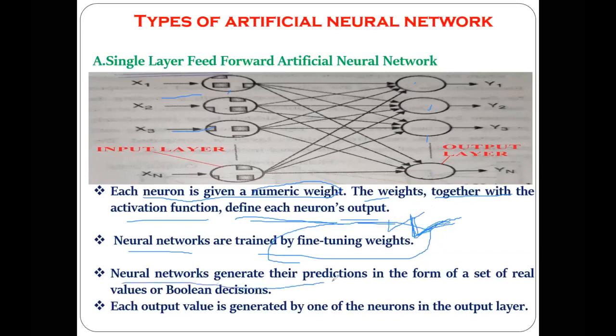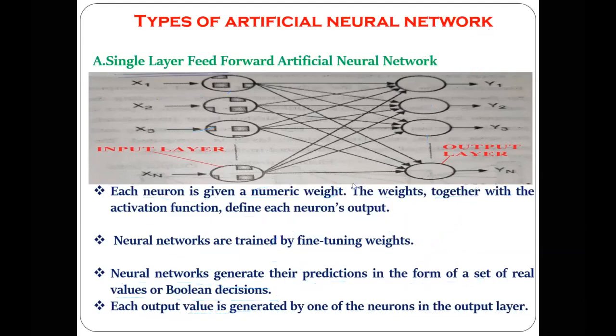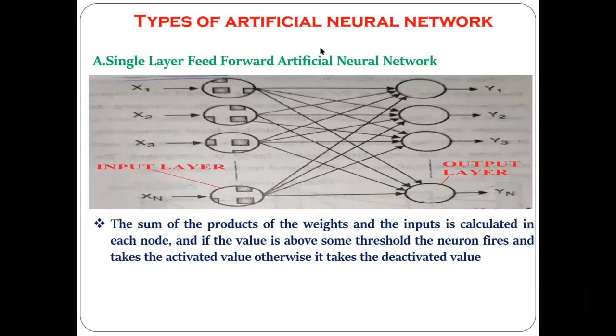Okay, so neural networks generate their predictions in the form of a set of real values or a Boolean decision, like zeros and ones. If you use the Heaviside step function, the output will be generated in the form of zeros and ones, and accordingly the result of the prediction is decided. The same point I have mentioned: neural networks generate their predictions as a set of real values or a Boolean decision. Each output value is generated by one of the neurons in the output layer. That is the functionality of the output layer, to generate the outputs. Similar points I have mentioned that we already discussed: the sum of the product of the weights and the inputs.